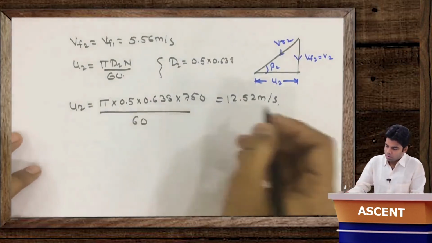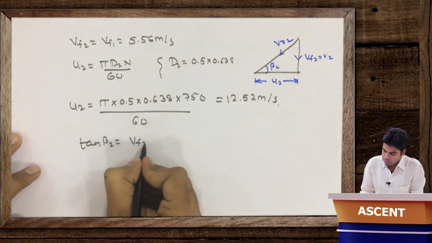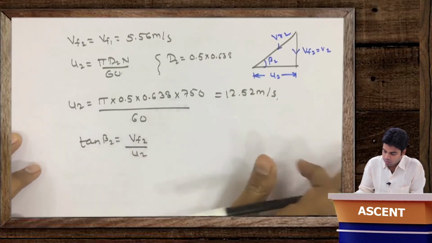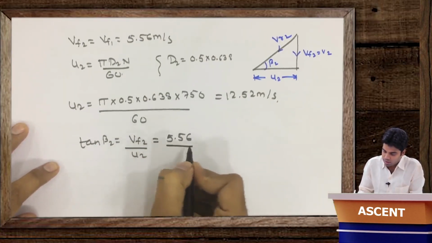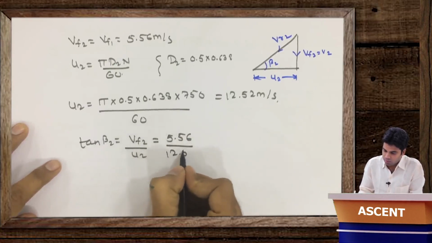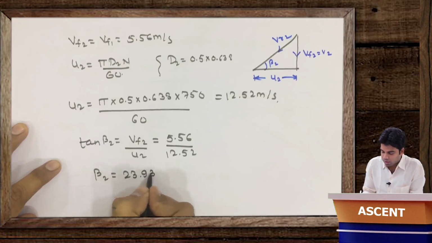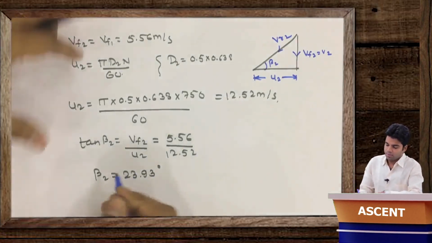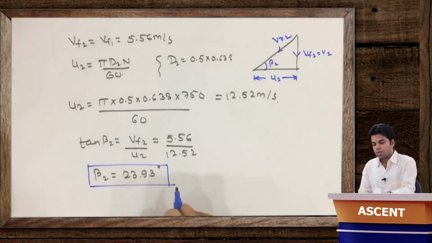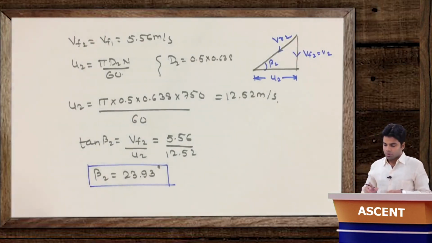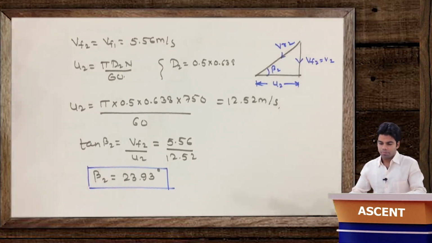Now what will be tan beta 2? Vf2 divided by U2. Just put the value. Vf2 is 5.56 divided by U2, which is 12.52. So from here this beta 2 will be equal to 23.93 degree. That's it. So this will be the blade angle at outlet. Clear or not? This is how easily we can solve the questions of this Francis turbine. Getting this?